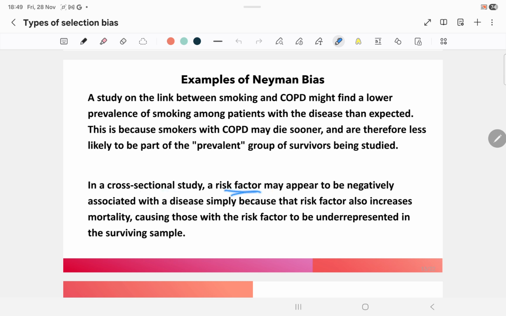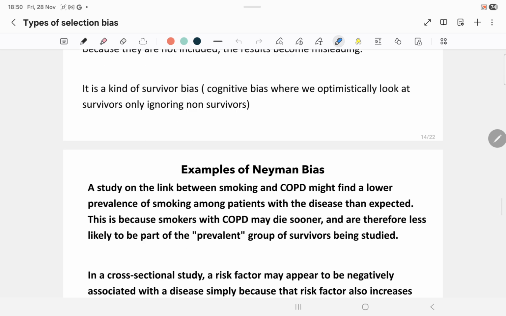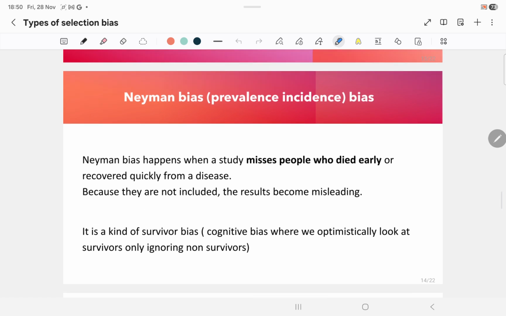Another example, in a cross-sectional study, a risk factor may appear to be negatively associated with the disease simply because the risk factor also increases mortality, causing those with the risk factor to be underrepresented in the surviving sample. Same thing. So that is an example of Neyman bias or survivorship bias in epidemiology. Neyman bias happens when a study misses people who died early or recovered quickly from the disease because they are not included, because they died or just recovered, and the results become misleading.